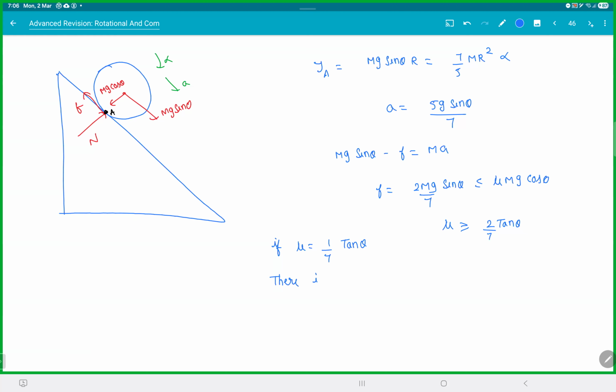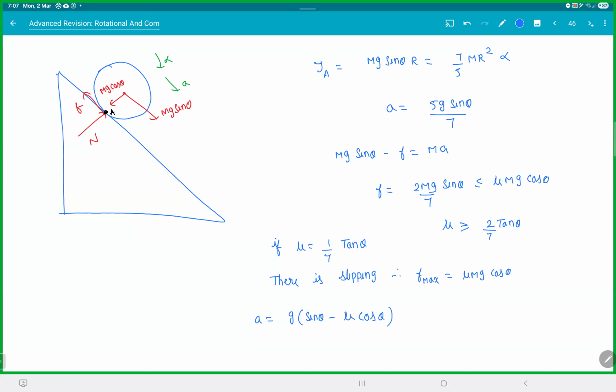Even then it is fine. If it is slipping, that is also okay, because I know the value of F max. If there is slipping, then the acceleration will be simply g sine theta minus mu g cos theta. mg sine theta minus F max is equal to ma, isn't it? There is slipping and therefore F max is mu mg cos theta.